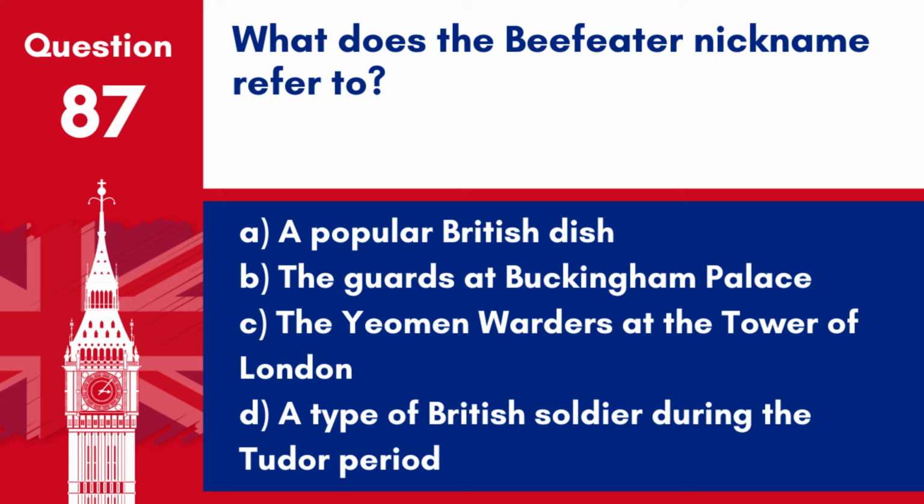Question 87. What does the Beefeater nickname refer to? A. A popular British dish. B. The guards at Buckingham Palace. C. The yeoman warders at the Tower of London. D. A type of British soldier during the Tudor period. Answer: C. The yeoman warders at the Tower of London. The yeoman warders, informally known as Beefeaters, are ceremonial guardians of the Tower of London.